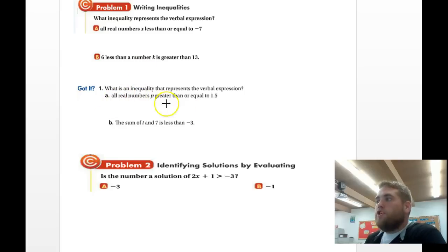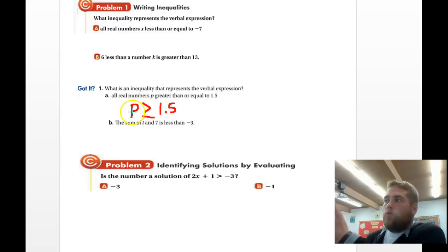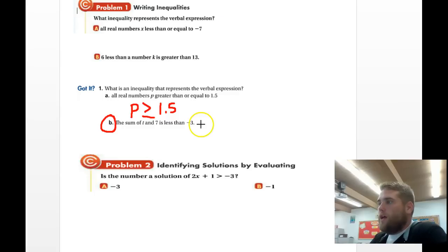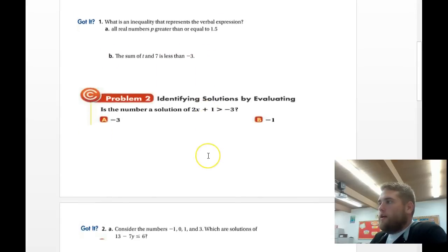Okay, got it, A. I'm going to do A. I want you guys to do B. So all real numbers P greater than or equal to 1.5. Okay, so basically what this is saying is we need to pick a number P that is greater than or equal to 1.5. So any number, 2, 3, 4, 5, 6, 7. Okay, so once again, I want you guys to do B. That is your goal.